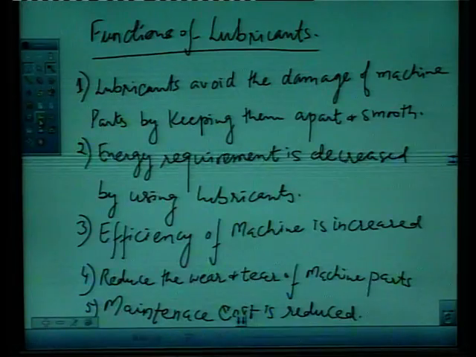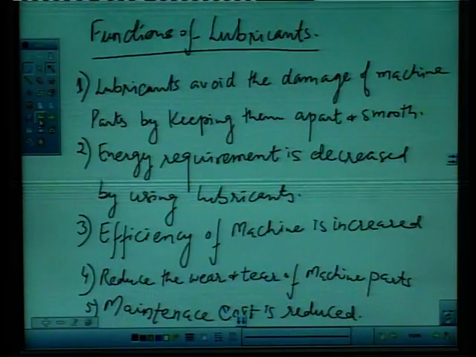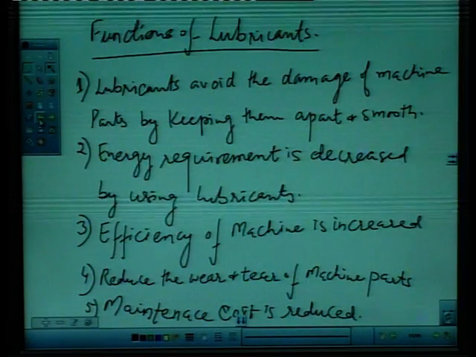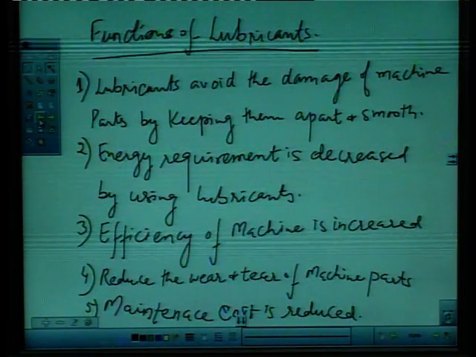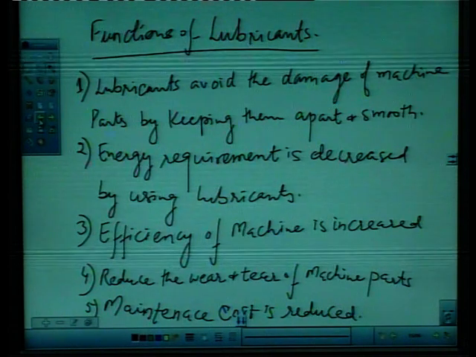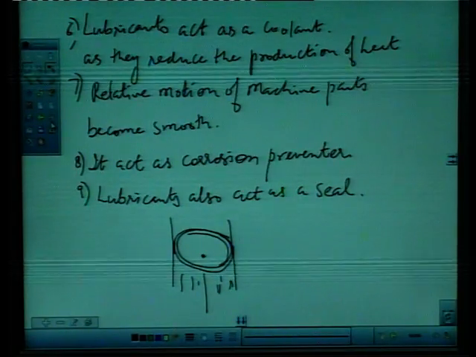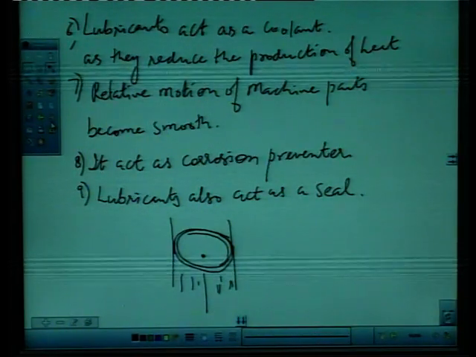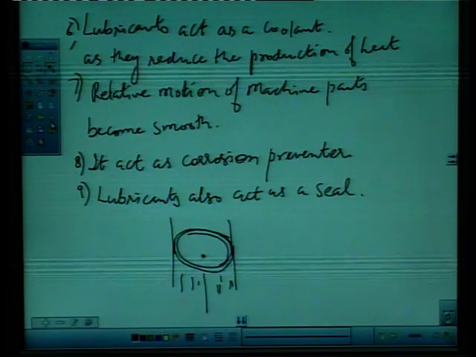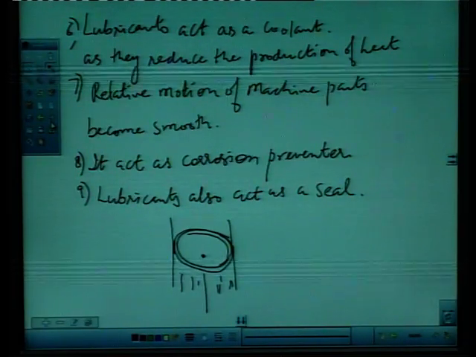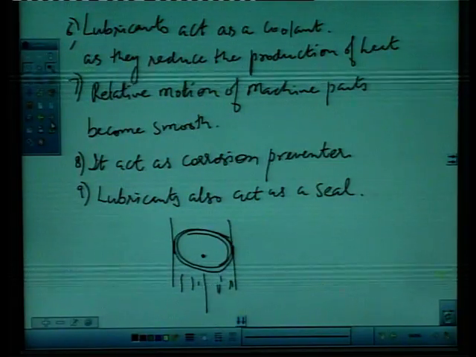So, what are the functions of lubricants? Lubricant avoids damage of machine parts by keeping them apart and smooth. Energy requirement is decreased, efficiency of the machine is increased, lubricant reduces the wear and tear cost of machine parts, maintenance cost is reduced. Lubricant acts as a coolant as it reduces the production of heat. Relative motion of machine parts becomes smooth, it acts as a corrosion preventer, and lubricants also act as a seal. So, these are the functions of a lubricant.